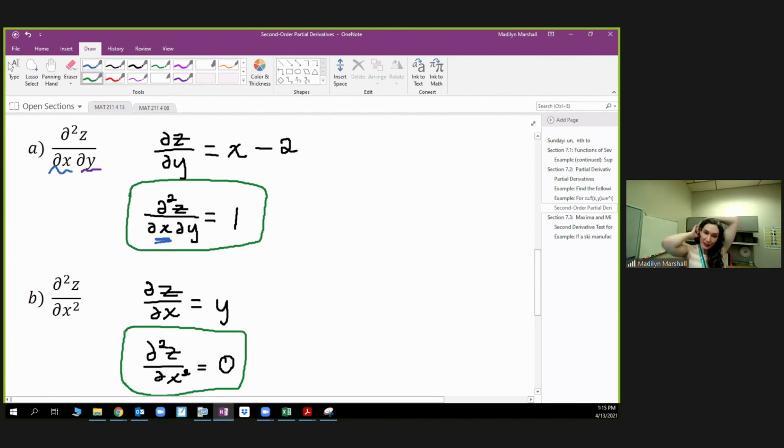So the test is on Thursday. There is going to be a short homework due on Tuesday about these partial derivatives, and then we'll continue in chapter 7 on Tuesday after the test. So have a great couple of days, and I'll see you on Thursday.